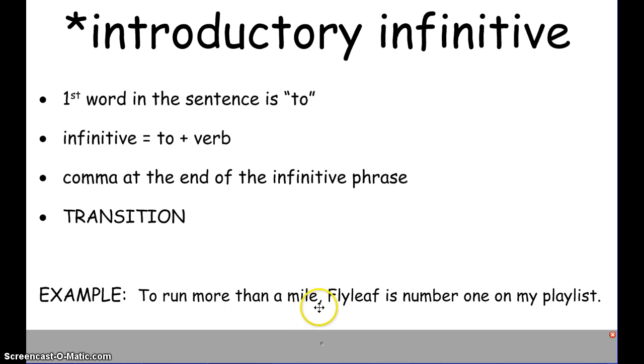Now, my phrase here doesn't end till way over here, but if we look at the first word here, I've got to. After it, I don't have a noun, I have a verb, to run. Now I wouldn't say, to run, pause, more than a mile Flyleaf is number 1 on my playlist. That breaking, it doesn't end there. The phrasing is, to run more than a mile, Flyleaf is number 1 on my playlist. So again, on this flap, you should have copied your notes, and then I would just copy the beginning of this phrase up to the comma so you know what an introductory infinitive should look like.